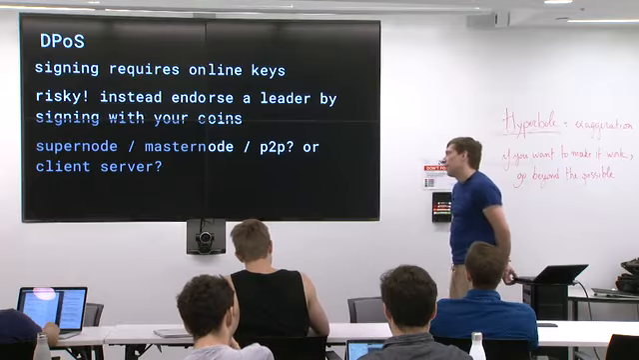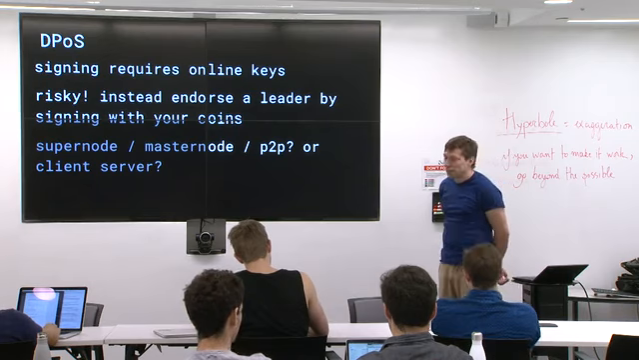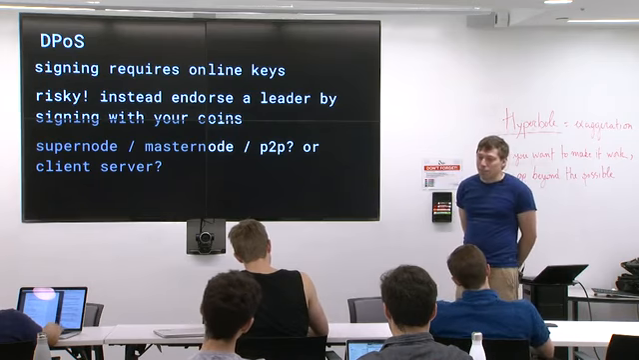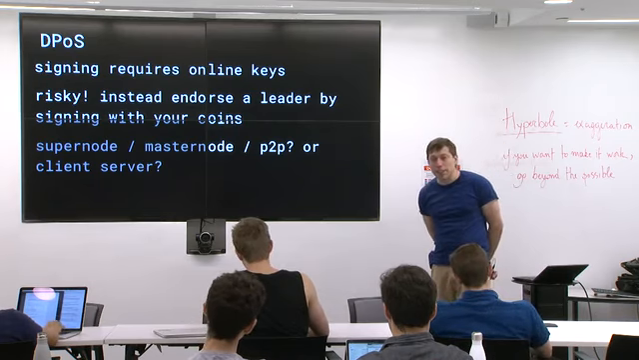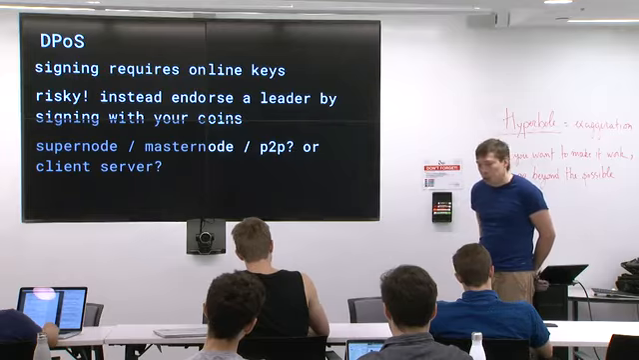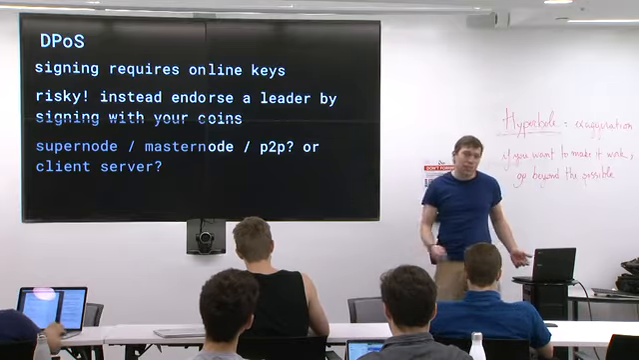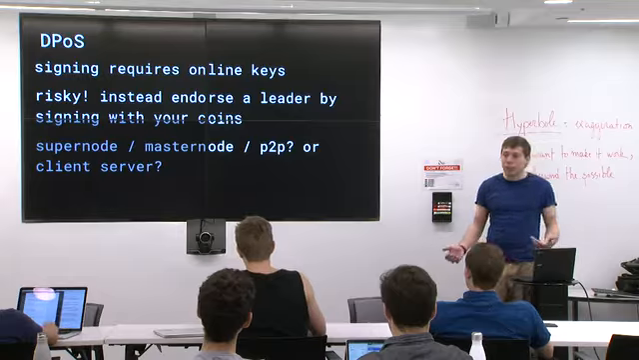Delegated proof of stake. Well, signing requires you to actually do something and be online. So in a lot of proof of stake currencies, very few people actually stake because they don't care. And they leave money on the table, sure, but they don't want to run their own node, they don't want to deal with this stuff. They just buy it, keep it on exchange, or maybe keep it on their own computer.